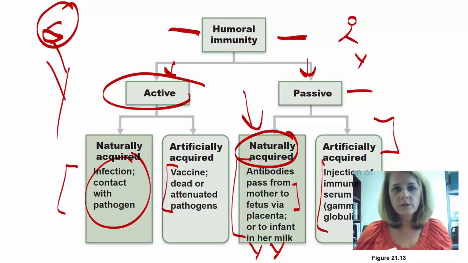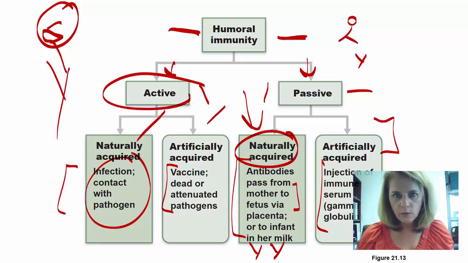So you're going to see some questions on the exam. You'll be given a scenario, and you have to tell me: is that humoral immunity? Is it active? Is it passive? Is it naturally acquired or artificially acquired? Okay?